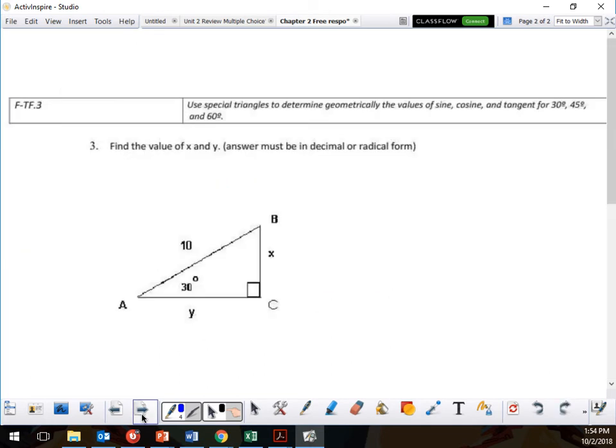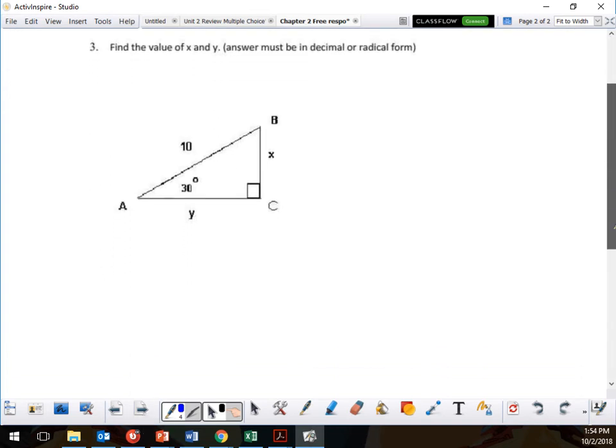Oh, we only have 3? Yeah, there's only 3 on this one. Is there only going to be 3 tomorrow? Yeah. Okay. So we're doing the 3-question one tomorrow and the other one on Thursday.